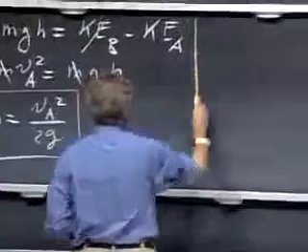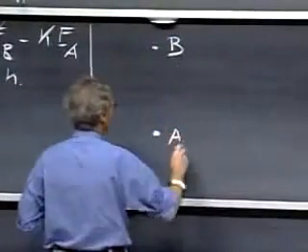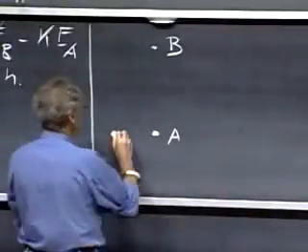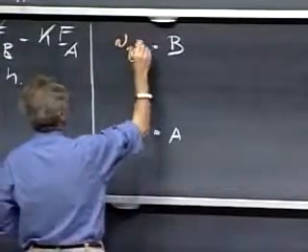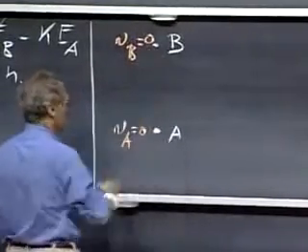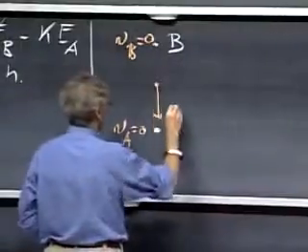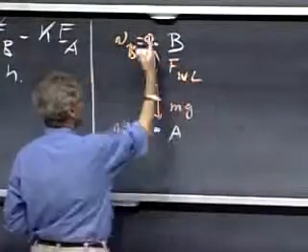I lift an object from A to B. I, Walter Lewin, take it at A. It has no speed here. vA is 0. It has no speed there. And I bring it from here to here. There's a gravitational force mg in this direction. So the force by Walter Lewin must be in this direction.